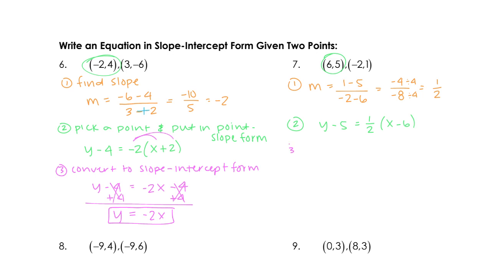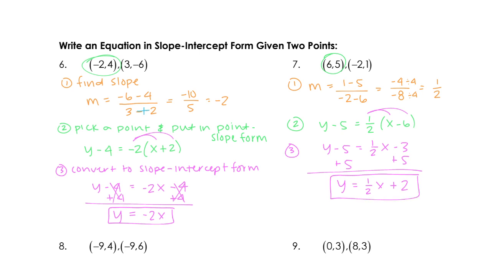After that, step 3, convert to slope-intercept form. So we're going to distribute first. So y minus 5 equals 1/2 times x, which is just 1/2 x. Half of -6 would be -3. Then we're going to add 5 to both sides. And then we have y equals 1/2 x, which stays the same. -3 plus 5 would be plus 2. And that would be our final answer in slope-intercept form.